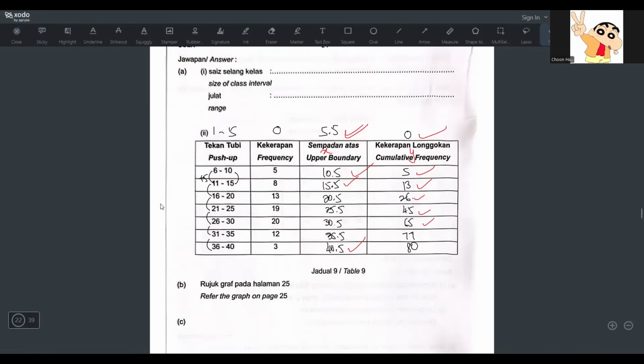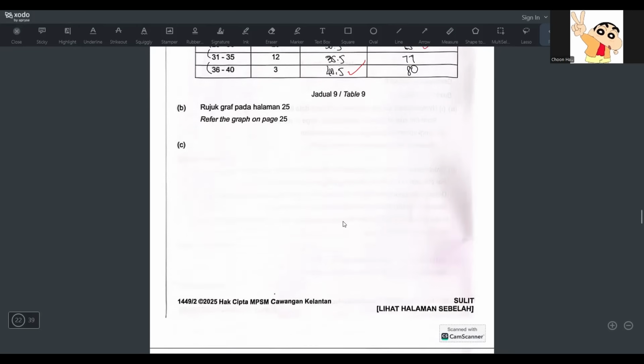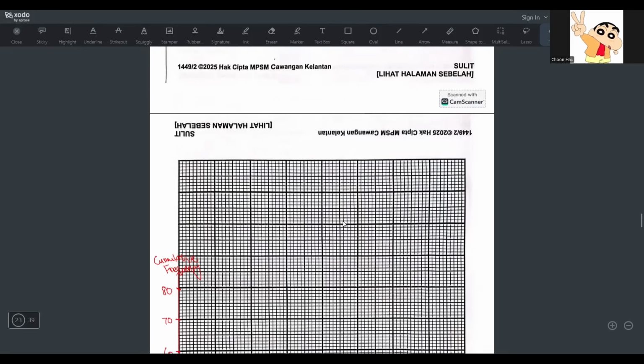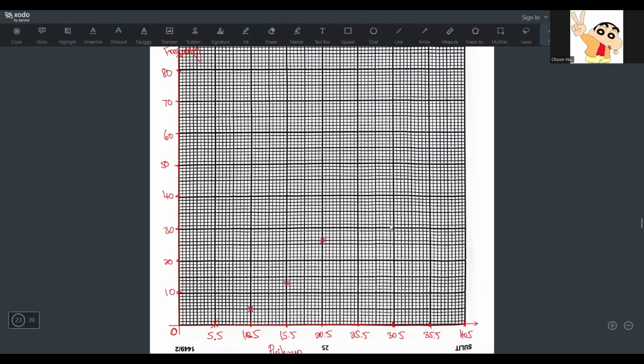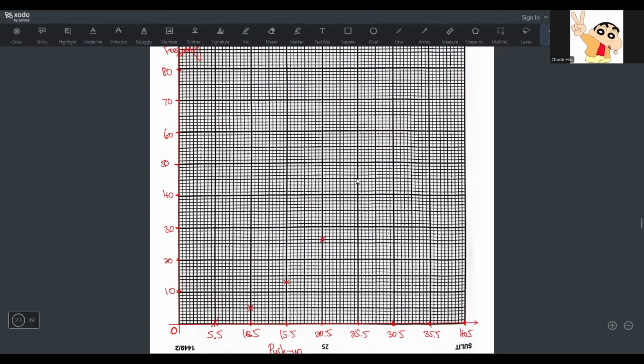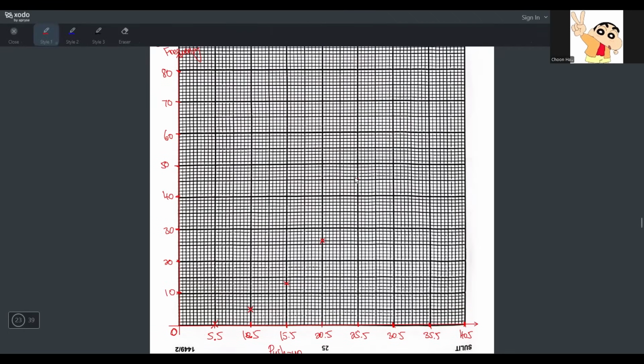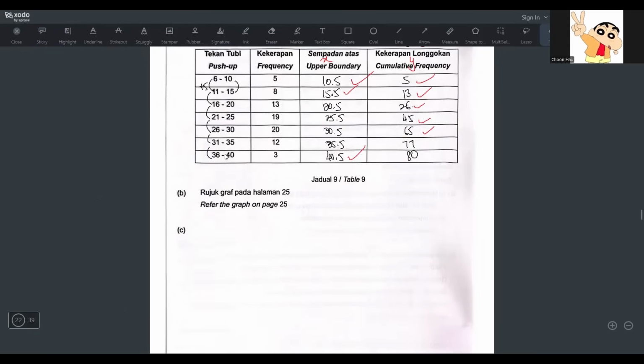Okay, I'm going to plot two at the same time. 25.5, 45 and 30.5, 65. So it's here and here, right? And what's the data? 45 is just between 40 and 50, and make sure you plot at the 25.5. And then for 30.5, the cumulative is 65. So it's here, between 60 and 70. Okay, 30.5, 65. Yeah, correct.